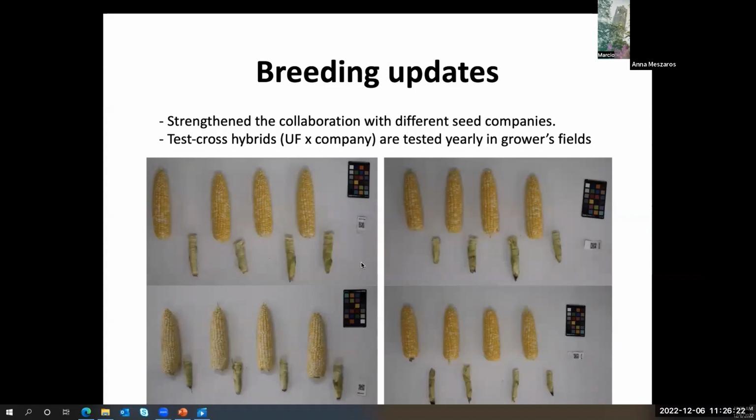In addition to these 4, we're going to be planting several hundred new combinations that were created this year between UF material and the different companies that we're now collaborating with. So the hope is to take all this research and all these public funds that are being invested in the program here, and translate that into genetic material that can reach the growers. So breeding takes a long time. I don't expect that to happen very soon, but I'm very pleased with how the program is evolving.